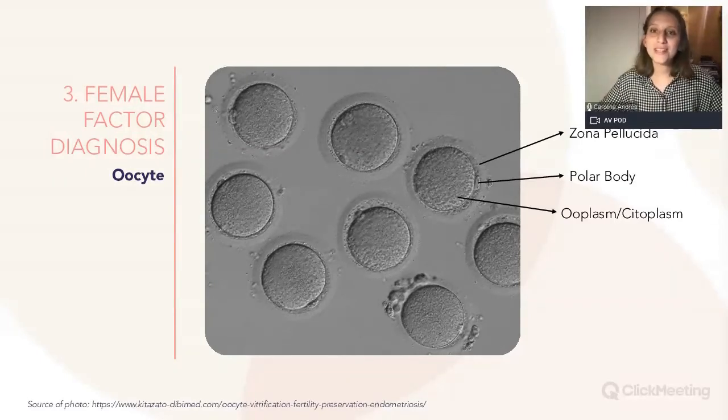The structure of the cell, or of the oocyte, is formed by three important parts. The pellucid zone, which is the outer layer, the cytoplasm or ooplasm, which is this big part that you can see here, and then the polar body. I will explain to you a bit more concerning the classification of oocytes in the following slides.